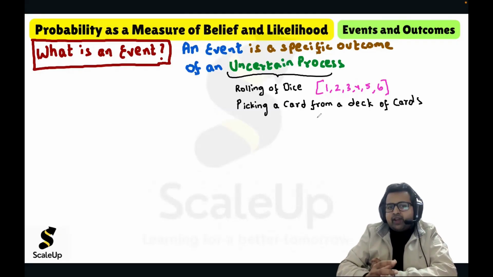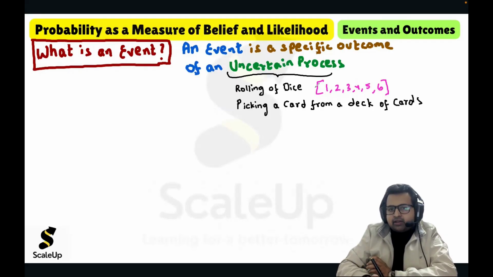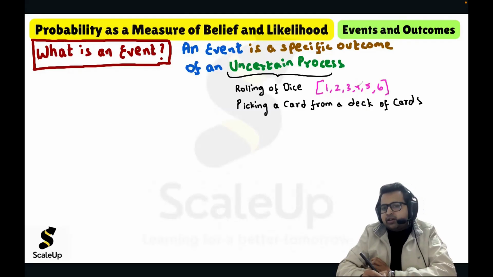So what is an event? An event is a specific outcome of an uncertain process. Like you rolled a dice, you got 2. That's an event because 2 is a specific outcome. Now, interestingly, we can assign probabilities to these specific outcomes. Like what's the probability of getting 1? Because the outcome is uncertain, there is a chance associated with the outcome. There is a probability associated with the outcome. So we can associate probability with all the possible outcomes. And how we can associate probability, all that we will learn very soon.